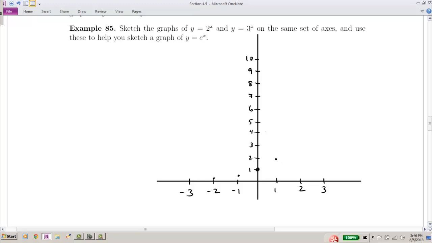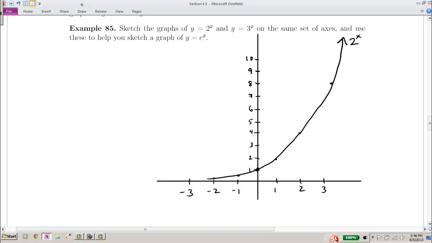2 to the first is 2. 2 squared is 4. And 2 cubed is 8. So here's a graph of 2 to the x.